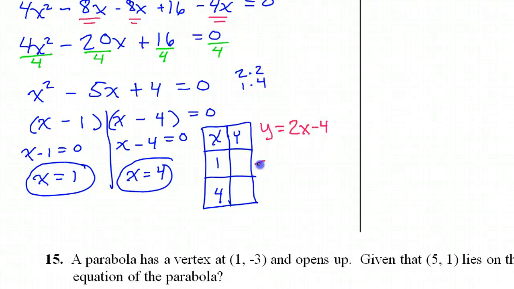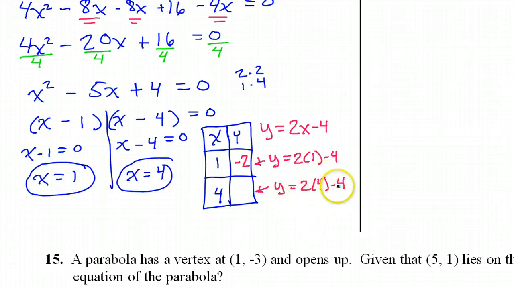Okay, so that makes this y equals 2 times 1 minus 4. That's just 2 minus 4, which is negative 2. And that makes this y equals 2 times 4 minus 4. Well, that's 8 minus 4, which is 4. Okay, so that means our final answers are 1 comma negative 2 and 4 comma 4.